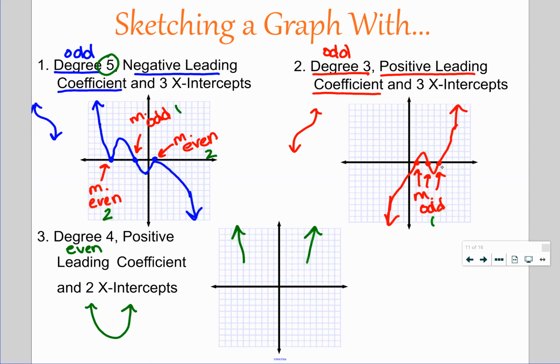So I want a positive leading coefficient, and I want 2 x-intercepts, maybe here and here. Well, if I want all of my multiplicities to add up to 4 total, that means each of them would have a multiplicity of 2, meaning they need to be even, which means I need to bounce off of those x-intercepts. So again, multiplicity that's even, something like 2, multiplicity even, again, 2 would work here. Again, I'm just making some rough sketches here.